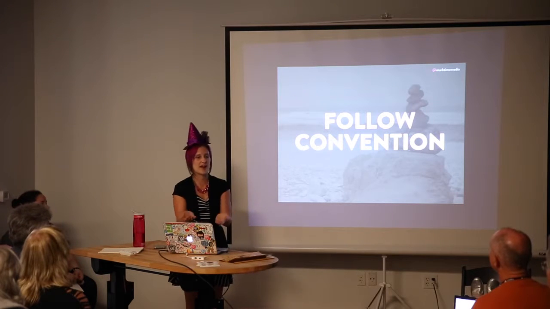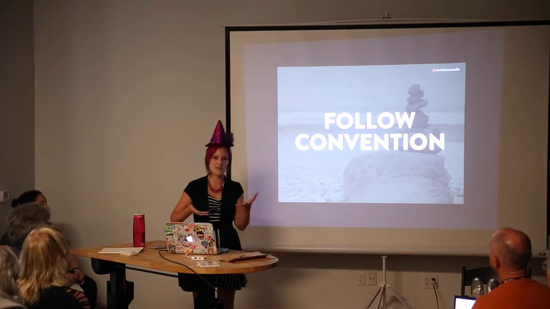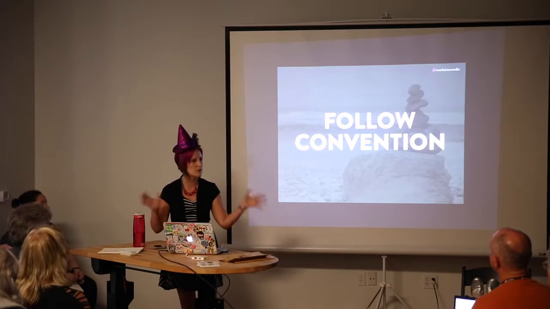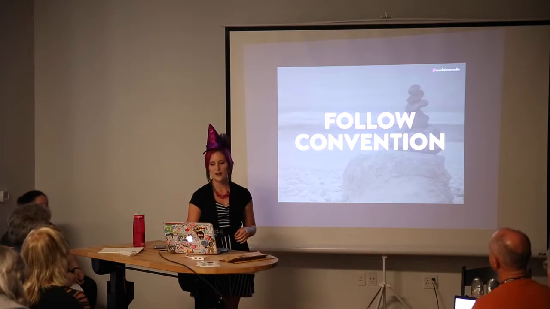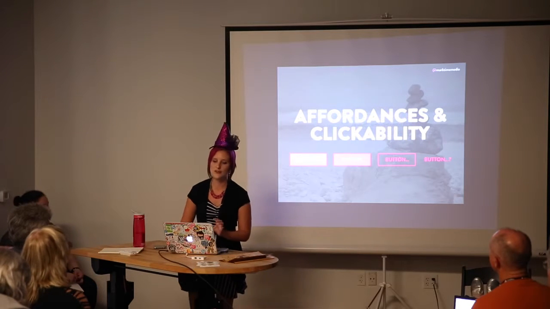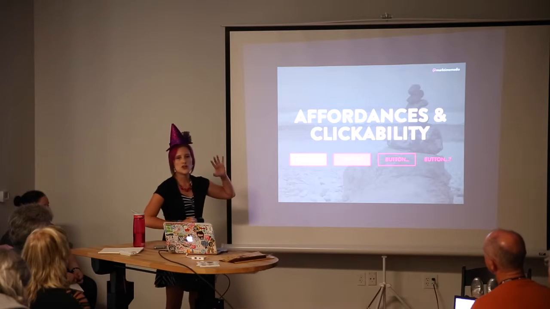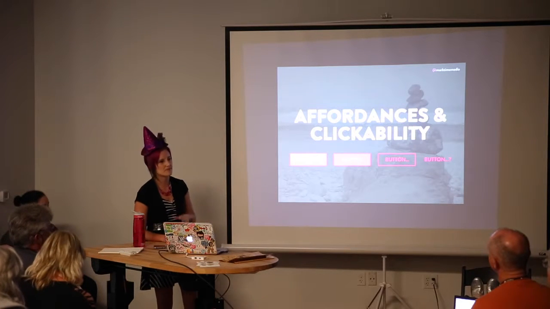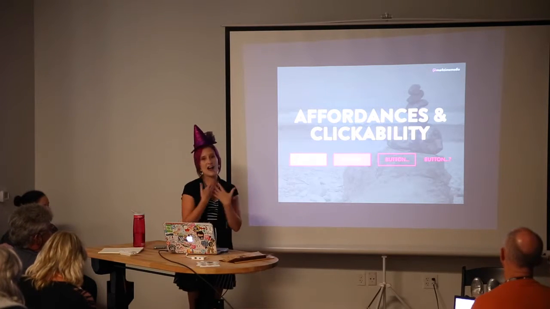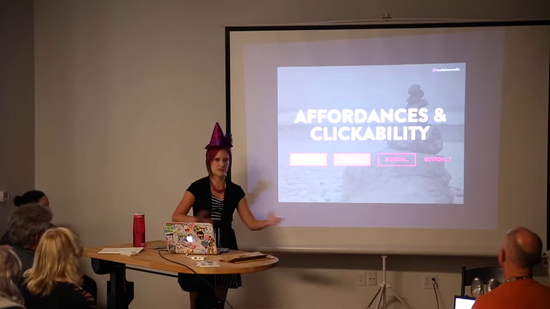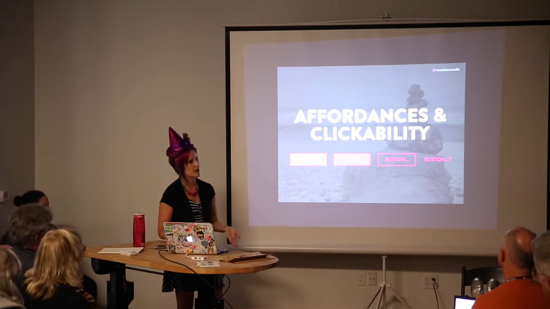Like, if I look at something, I should be able to know, oh, this is probably important because it looks just like all the other important stuff. We don't want to be arbitrary with our use of that. I do want to make a special note about affordances and clickability. Affordances are basically that you can tell that you can interact with something. I like flat design, but the downside of the flat design trend is that everything looks the same now, and so it's kind of hard to tell what's a button.